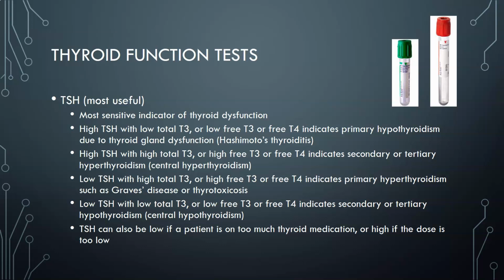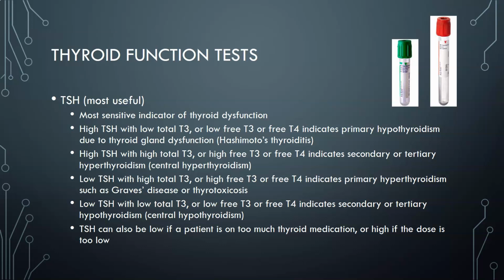TSH is the most useful of all the thyroid function tests. It is the most sensitive indicator of thyroid dysfunction. A lot of times it's run by immunoassay. A high TSH with a low total T3 or low free T3 or free T4 will indicate primary hypothyroidism due to thyroid gland dysfunction. For example, Hashimoto's thyroiditis is quite common.